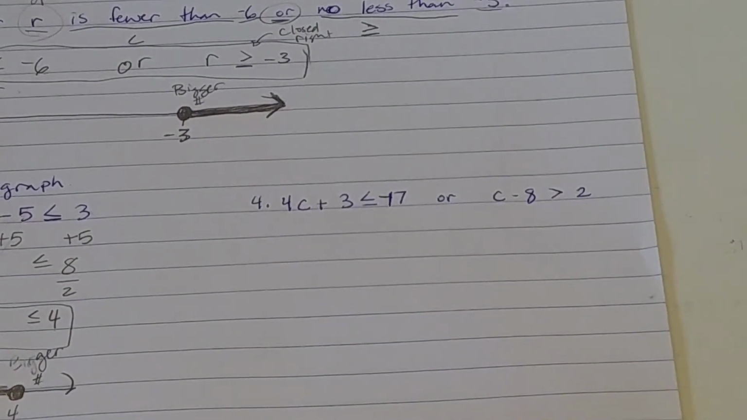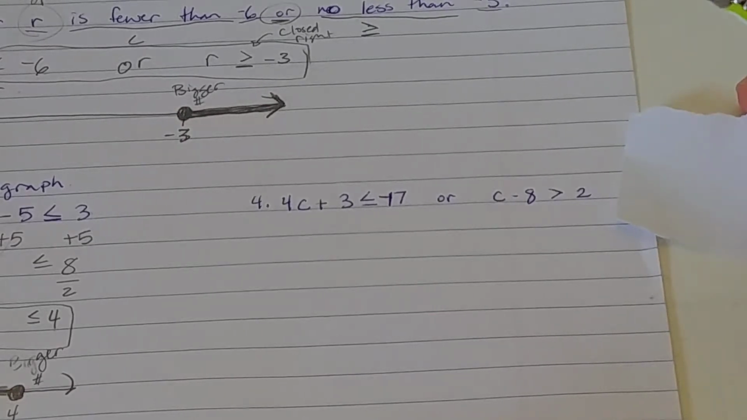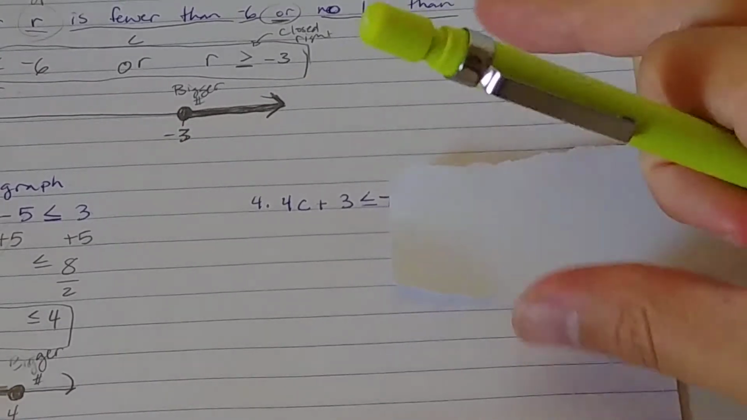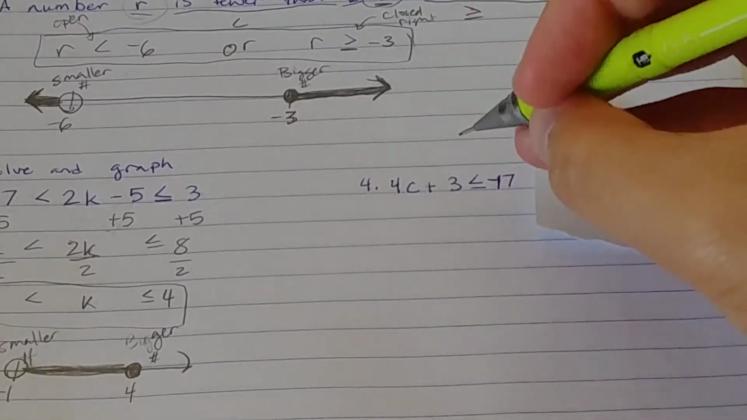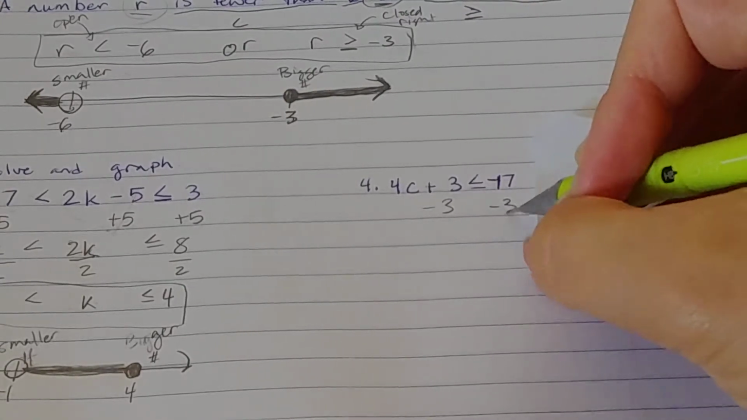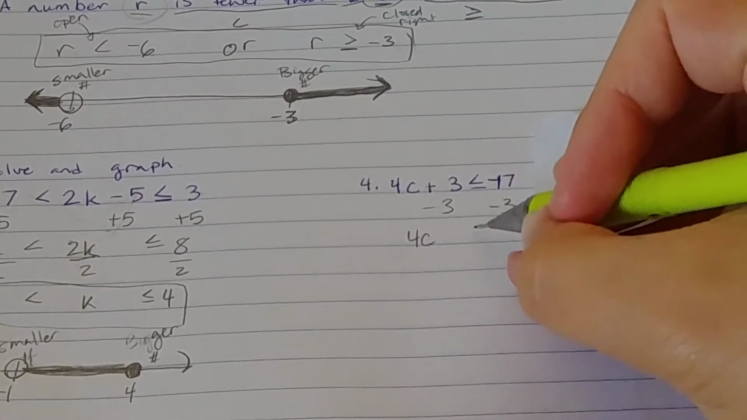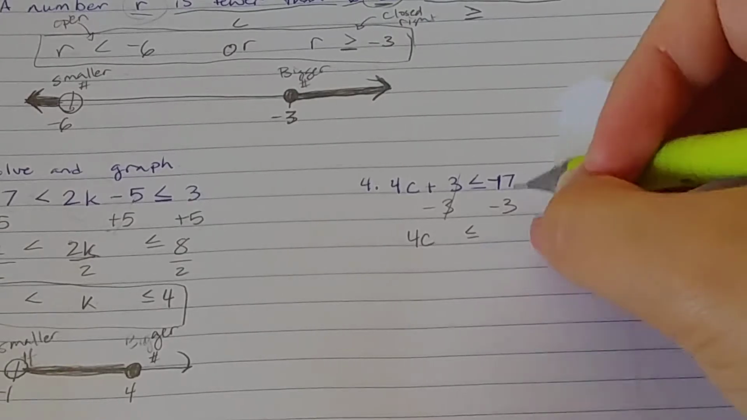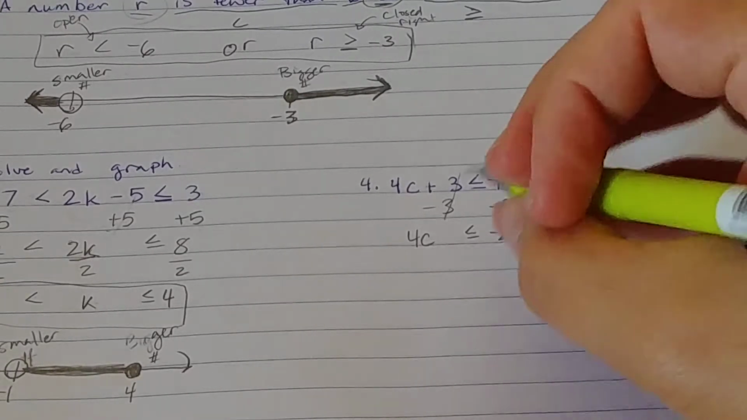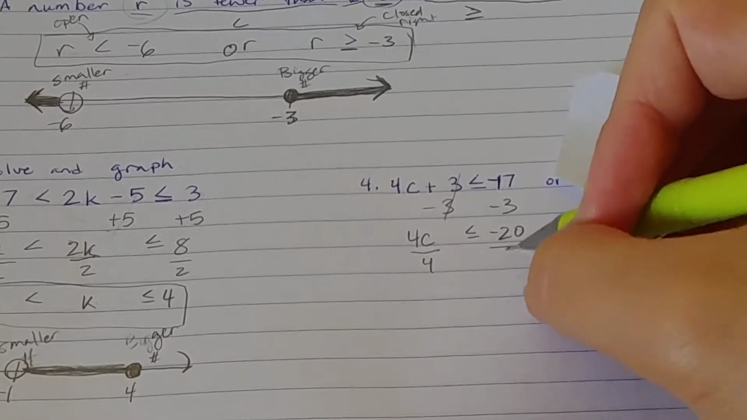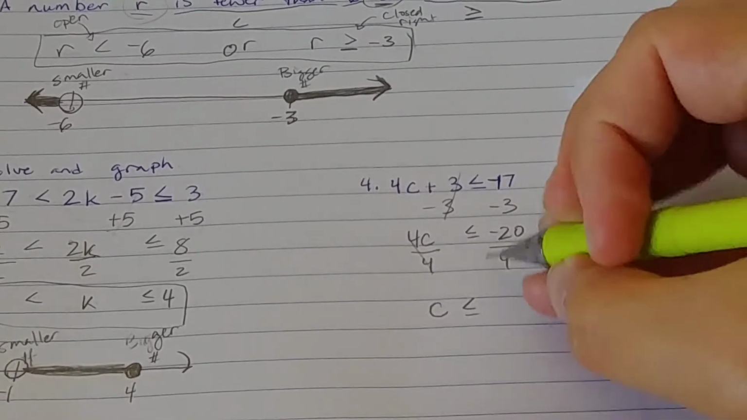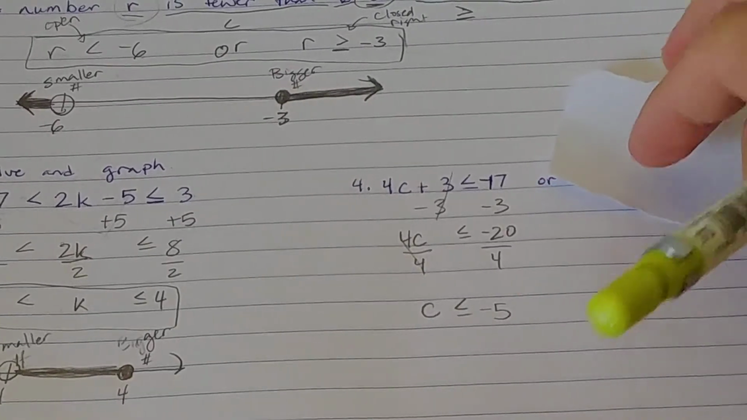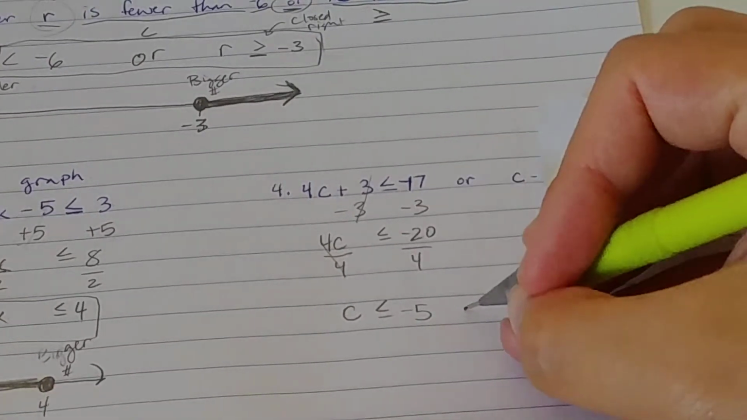Okay. So now we're going to look at number 4. And it says 4c plus 3 is less than or equal to negative 17, or c minus 8 is greater than 2. Cover that up, and we're left with just one inequality. That's easy. Subtract 3, you get 4c. These cancel out. It's less than or equal to negative 20, and divide by 4. We get c is less than or equal to negative 5.